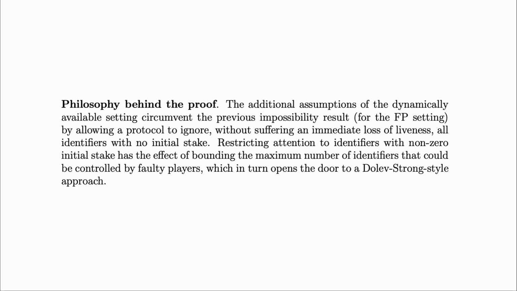So now we can restrict attention, initially anyway, to identifiers with non-zero initial stake. And doing that has the effect of bounding the maximum number of identifiers that could be controlled by faulty players. That then opens the door to a Lewis-Strong type approach. Once we have a bound of that sort, then hopefully anyway, and we'll see that it works, we can employ some Lewis-Strong type approach. So hopefully that basic philosophy makes it seem plausible, at least, that we're going to be able to define a protocol that works.